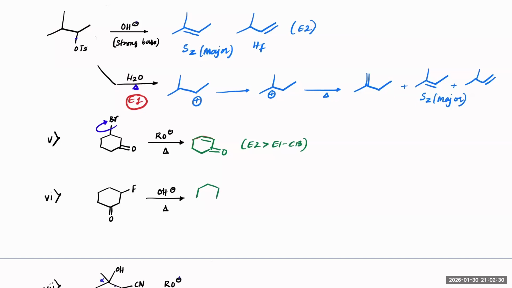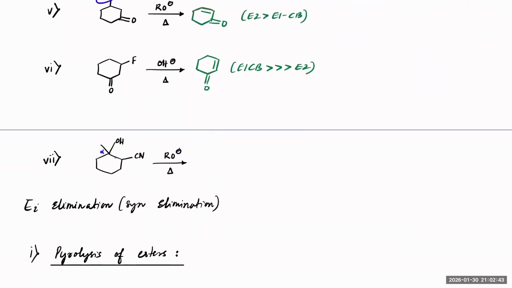And in this case, it will be extremely dominated by E1-CB. So E1-CB is most dominant. You'll hardly see any E2 happening in this case. The last case is also the same. RO minus will take H plus from here. Okay. So at this position, you can notice that O minus.